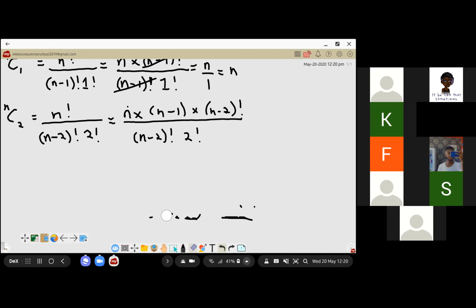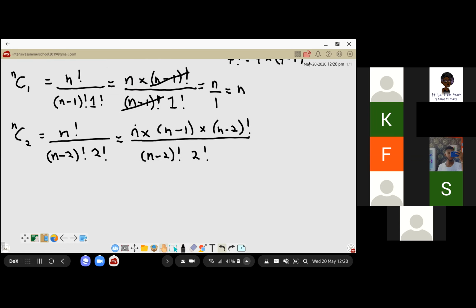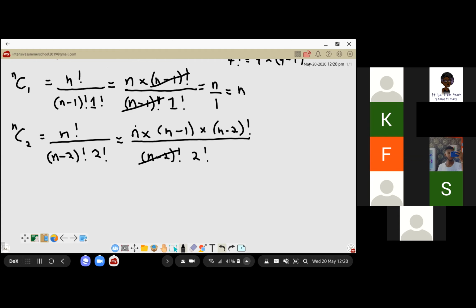Okay, so let me clean this one. So the n minus 2 factorial will cancel the n minus 2 factorial up there, right? Yes. So this will cancel this. Okay, so that will get what? n into bracket n minus 1, all over what? 2 factorial is 2 times 1. Are you there? Yes, please.